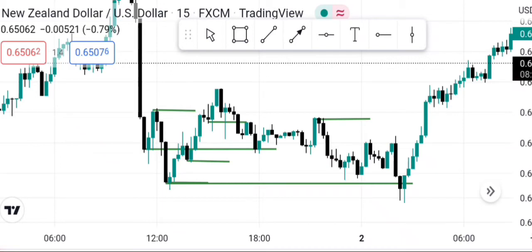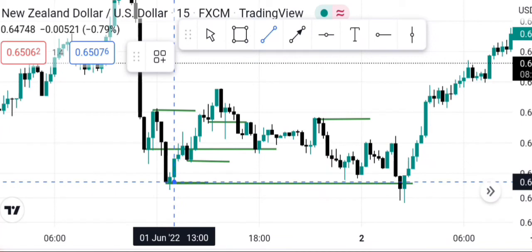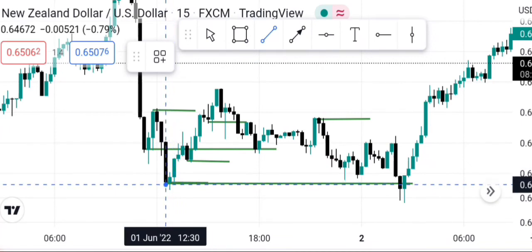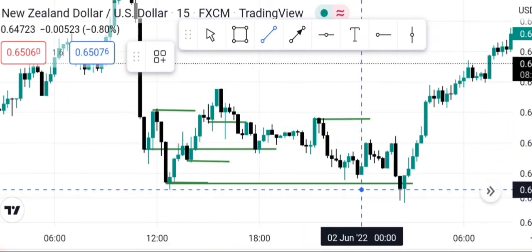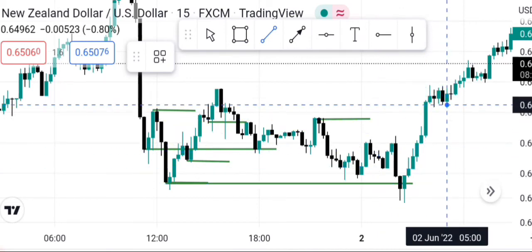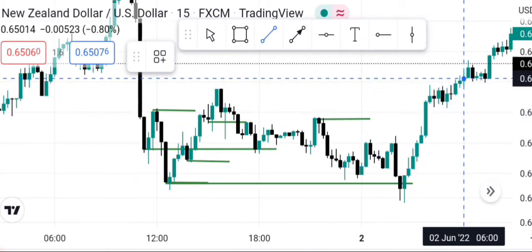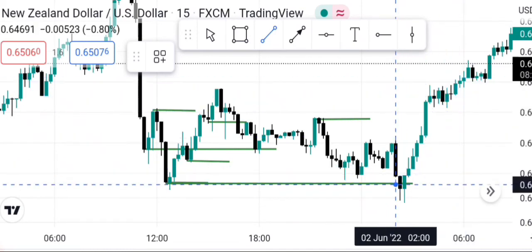Take a look at this low that I marked out here. This is a swing low. Price ran all the way into this low, and then we had a rejection to the upside. Now this is a very, very beautiful rejection right here at that swing low.